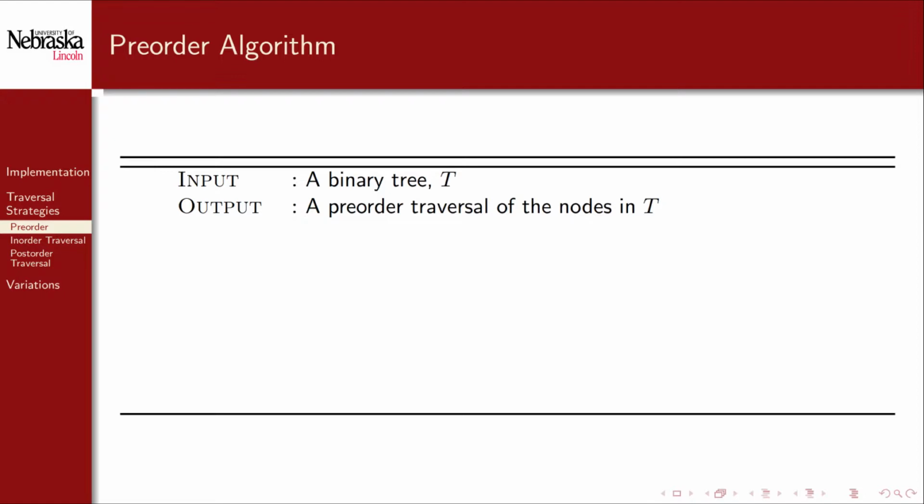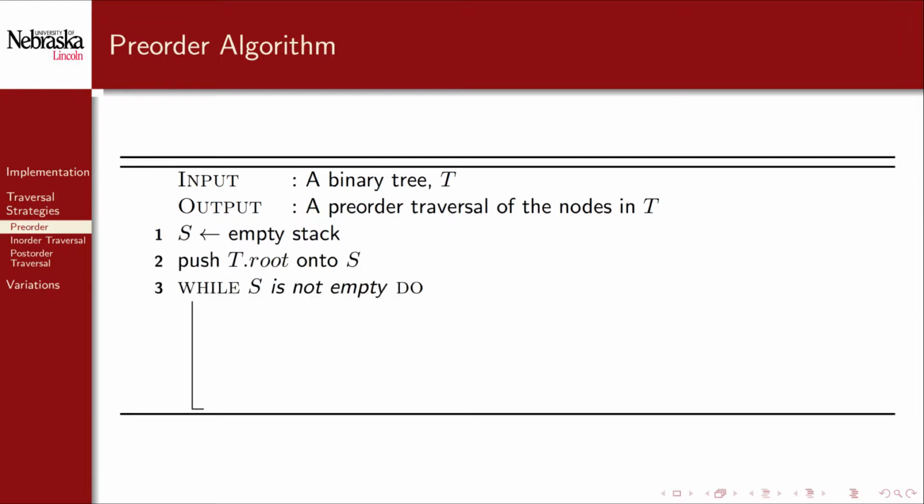Let's develop some pseudocode that codifies this idea. The input will be a binary tree T, and will output a pre-order traversal of its nodes. First, we initialize an empty stack. Then, as a starting point, we'll push the root onto the stack. We'll need a way to continue our algorithm until all of the nodes have been processed, so we'll continue executing while there are still nodes to be processed in the stack.